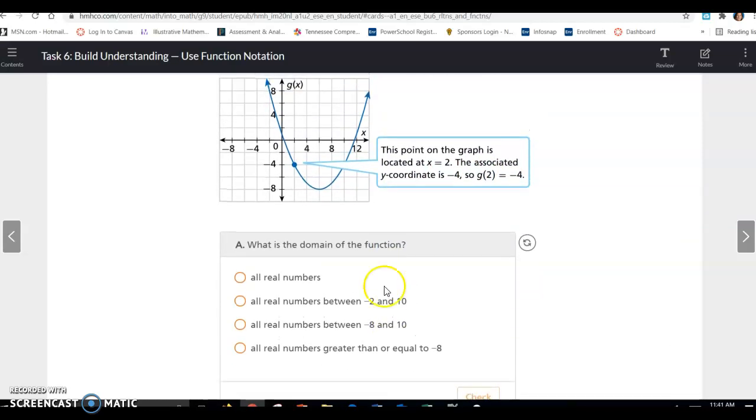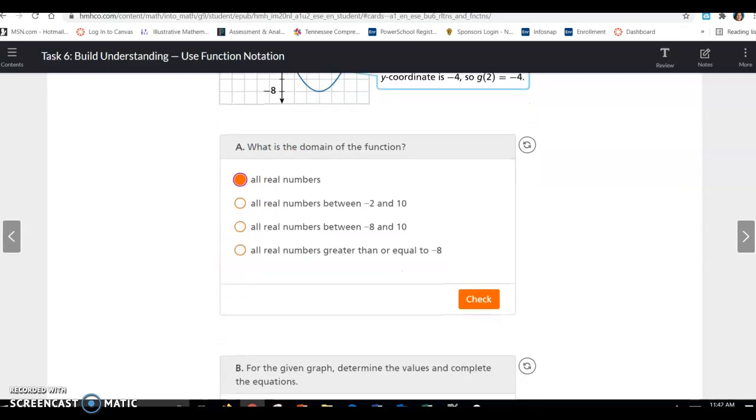All right, it says, what is the domain of the function? So if you look, the domain is all your x's, and your x's go left to right. So this curve, later you'll find that this is called a parabola. It goes in both directions. It extends both left and right infinitely with arrows, which means that your domain is all real numbers.